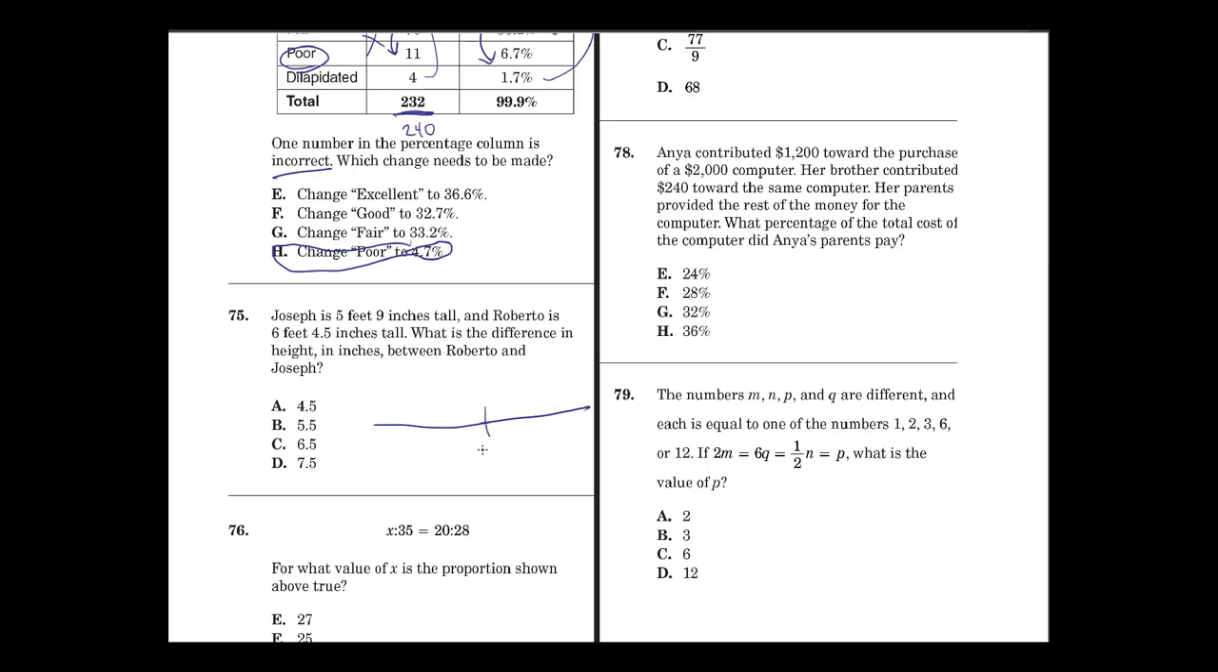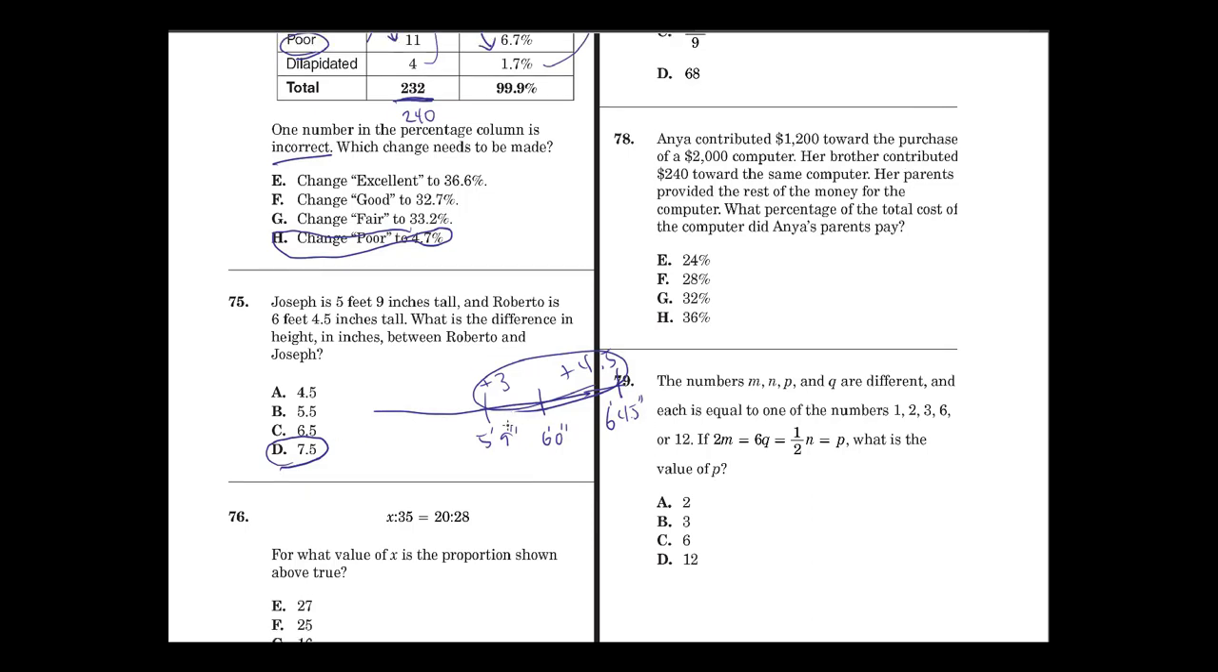Well, not really a number line, but let's say a ruler. Joseph is here at 5'9". On my ruler, I'd have 6 feet 0 inches. That'd be 3 inches away. And then Roberto, who's 6 foot 4.5 inches, is another plus 4.5 inches away. In total, he's 7.5 inches taller. Keep it in terms of the ruler, which deals with feet and inches.